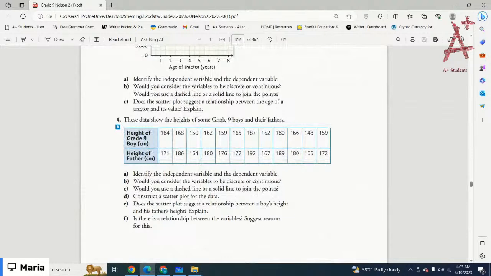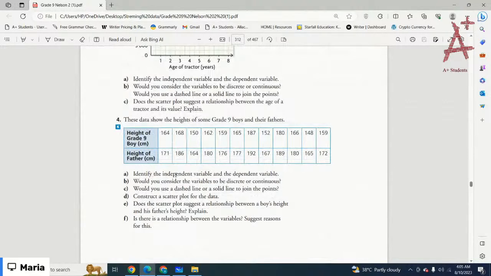Okay, would you use a dashed line? That would be the dotted line. Okay, let's just start with question D. Construct a scatter plot for the data. Just plot the data on the graph.